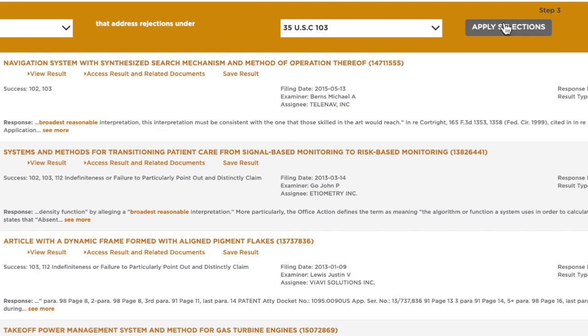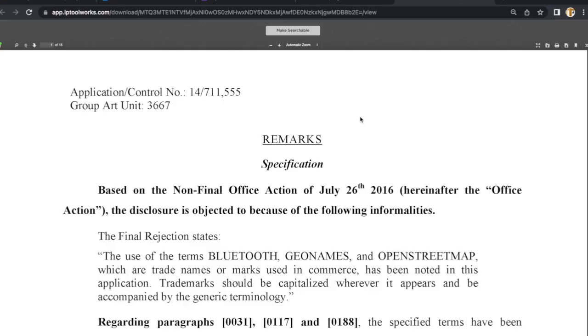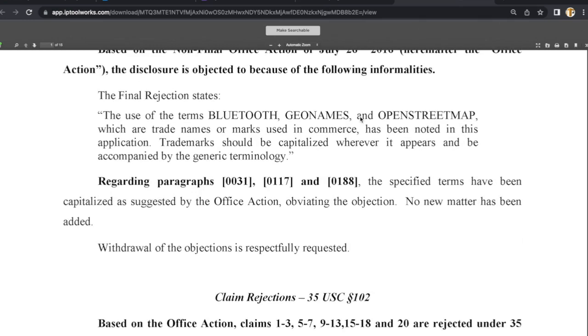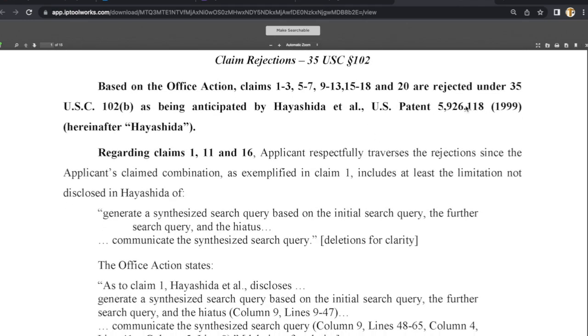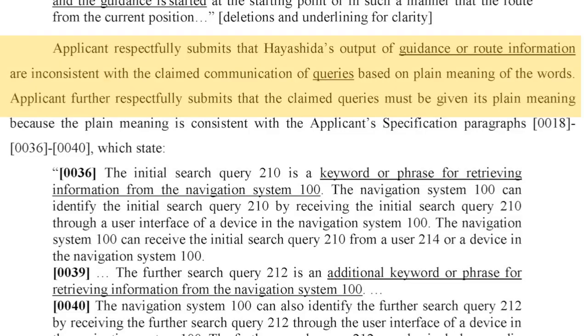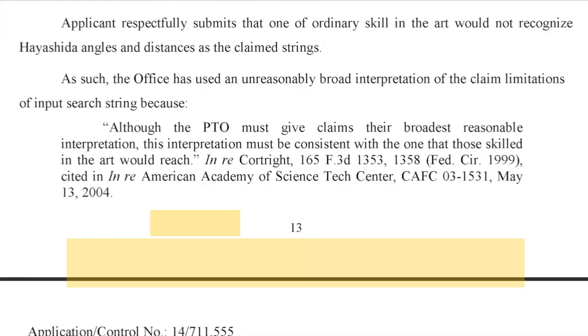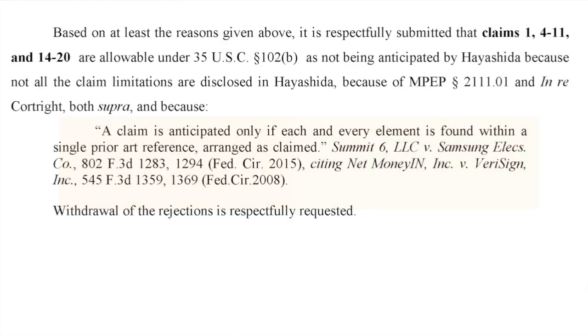And here we go. So this one, they say it's a navigation system, and let's see what the argument was here. All right, so then you look through, you see what they said. In this case, they had a bunch of 102s. Apparently, the examiner had a weird interpretation of queries. Applicant respectfully submits Hayashida's output of guidance or route information are inconsistent with the claimed communication of queries. So they're saying, look, based on plain meaning. They go through this in great detail, citing the MPEP, citing some case law. So we've got a lot of ammunition here if I want to make this argument.